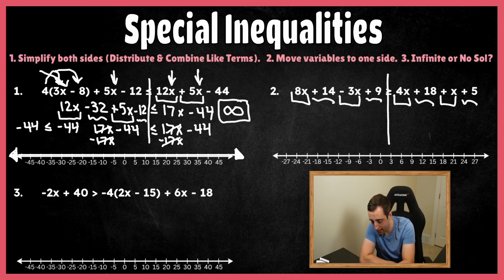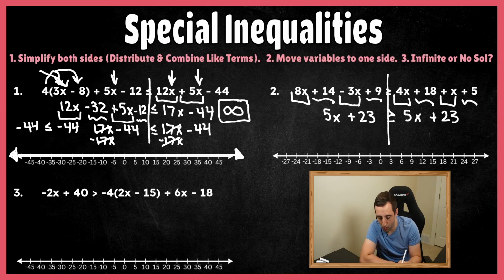So now let's go ahead and combine everything. 8x minus 3x is 5x. 14 and 9 is going to be a plus 23. We have the greater than or equal to, and then we end up getting 5x plus 23 over on the right side. So step one's done.